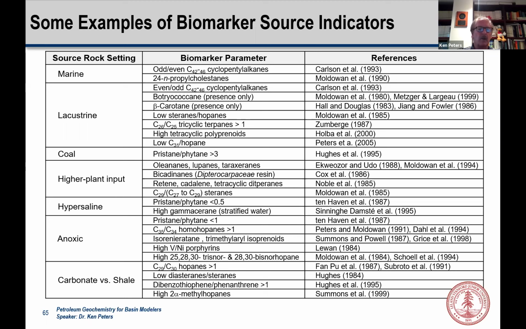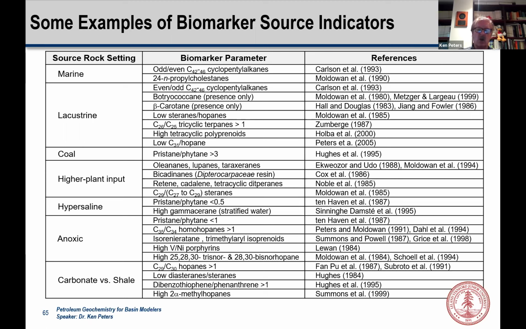Here's some lacustrine indicators, beta carotane, right? We talked about botryococcane a little bit earlier. Higher plant indicators, there's oleanane, yeah. And hypersalinity indicators, yeah. Lots of gammacerane, for example, very low pristane to phytane. Anoxic conditions, lots of parameters there, right? Carbonate versus shale. So you can say something even about the lithology of the source rock if you have a good geochemist looking at the geochemistry of the oil.